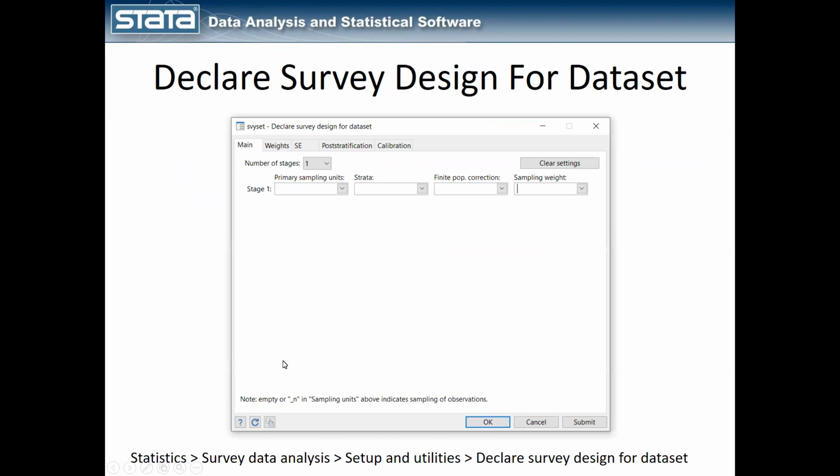So the first thing we need to do to work with survey data, especially the NHANES data, is fill in this dialog box. You don't have to use the dialog box, but we're going to use it as a visual aid to tell Stata something about our sampling design. So this is the svyset dialog box, and it contains inputs here for the number of sampling stages, the primary sampling units, the strata, finite population correction factors, and sample weights.